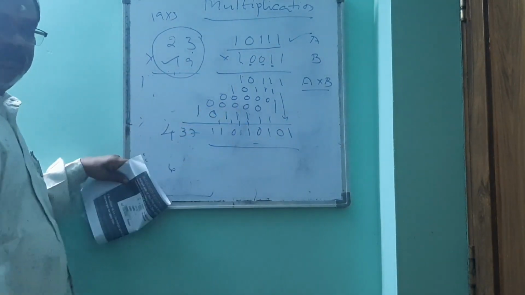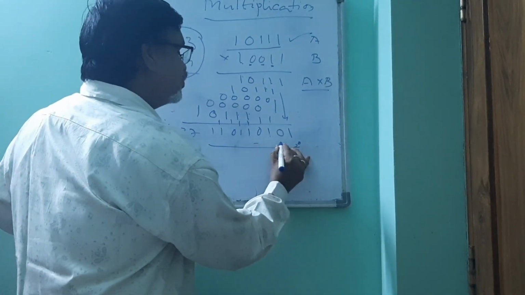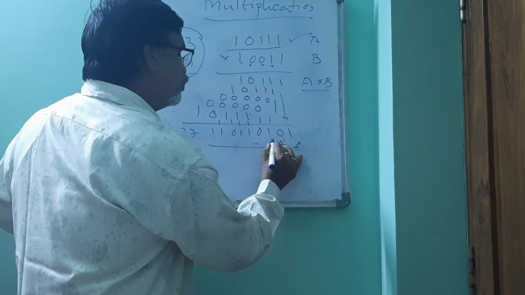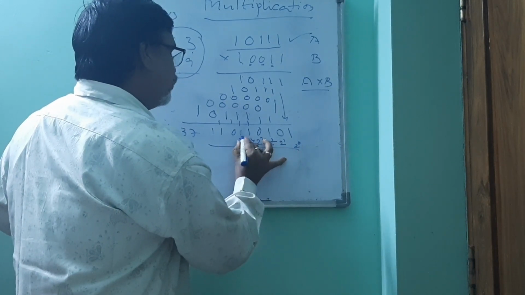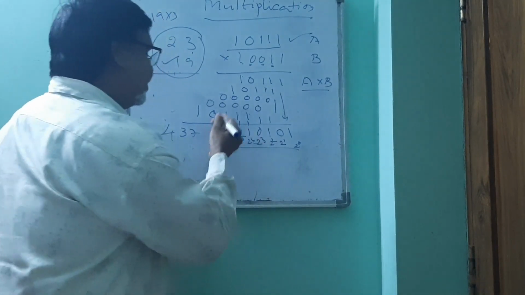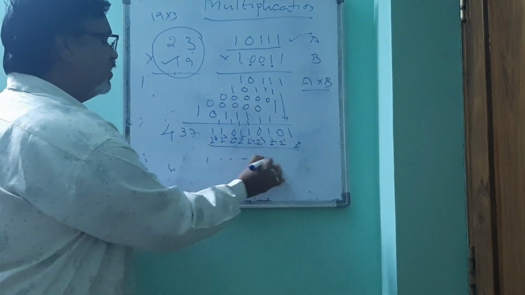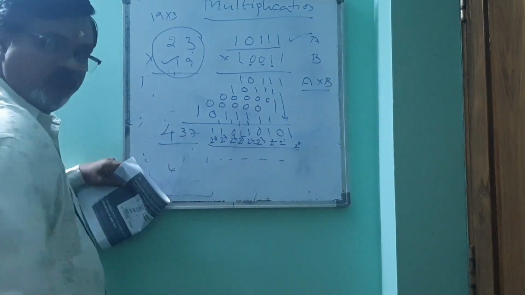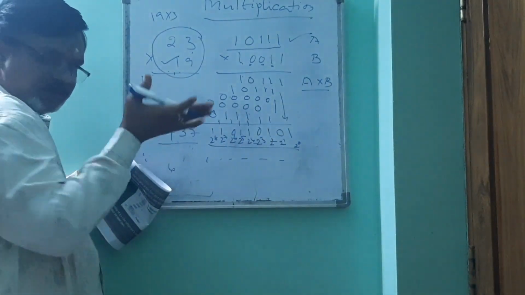If you want to check it, you can check it. Multiply the bits with 2 power 0, 2 power 1, 2 power 2, 2 power 3, 2 power 4, 2 power 5, 2 power 6, 2 power 7, 2 power 8, like this. Multiply each bit with its weight, write them here and add all these things. You will get 437. I am not going to convert this binary value to decimal, as you know very well.